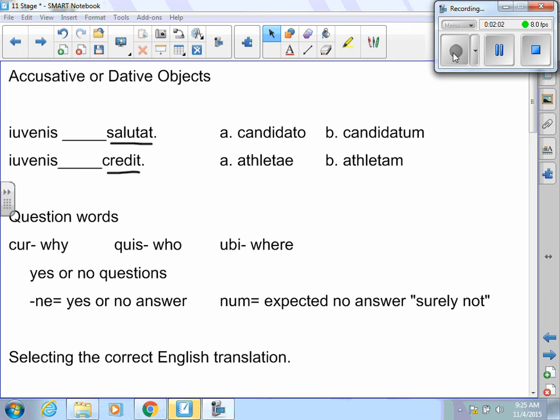You're going to have to know some question words and how to translate them. The ones that we are already aware of are cur, which is why, quis is who, and ubi is where. The new ones for this chapter, we're adding ne to the beginning word, whatever the first word is. So if I ask a question, who are you, I would have tu, and then quis would be used.